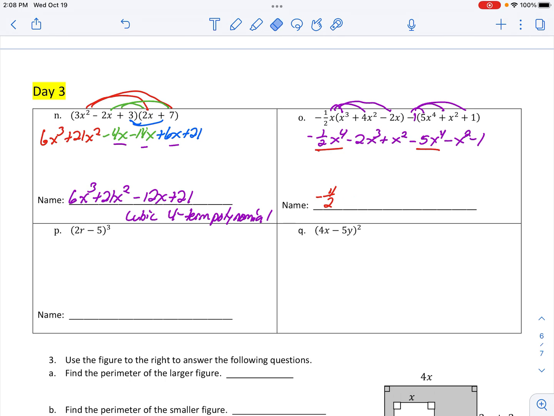Negative 11/2 x to the 4th minus 2x cubed. Now, the quadratic terms, as we can see, are opposite coefficients, so they're going to drop out, and then minus 1 for the linear term. We end up with a 4th degree trinomial. 4th degree is also called a quartic.